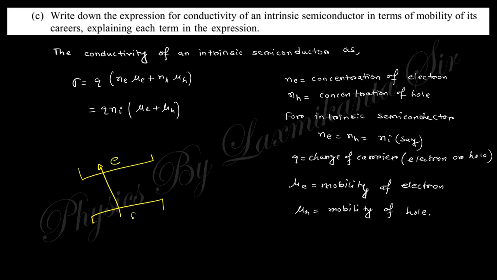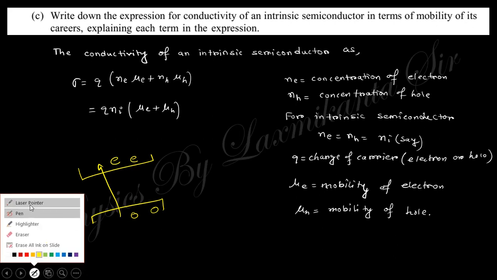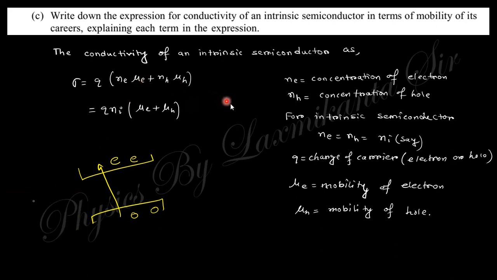If there is one electron, there is one hole. So the number of electrons and the number of holes are equal in the intrinsic semiconductor. That's why these two are equal. If you take this as Ni, you can take the common Ni. So this will be the final expression: sigma equals q Ni within bracket mu_e plus mu_h. Mu_e is the mobility of electron, mu_h is the mobility of hole, and Ni is the charge carrier concentration. Clear? So go to the next one.